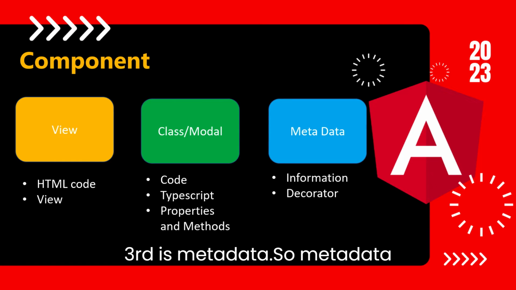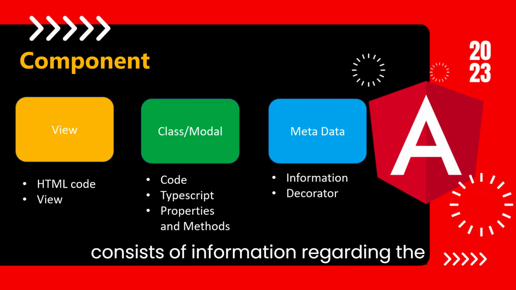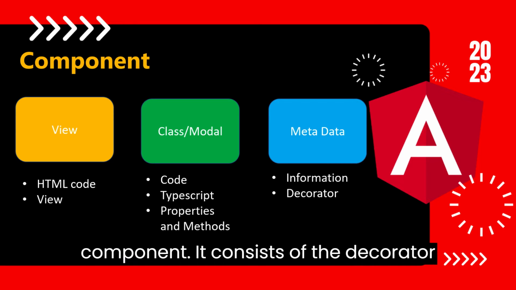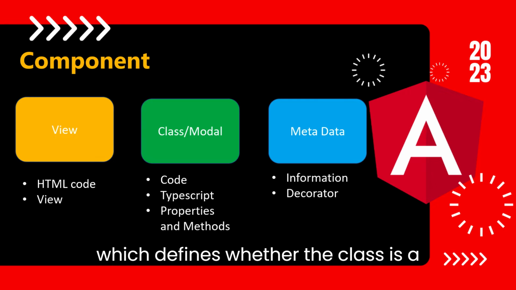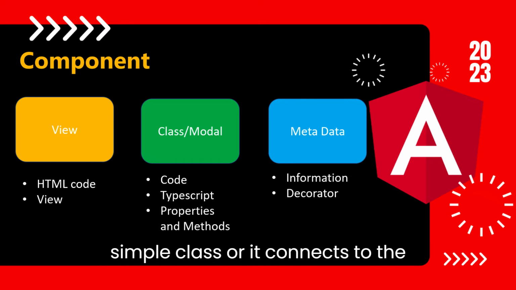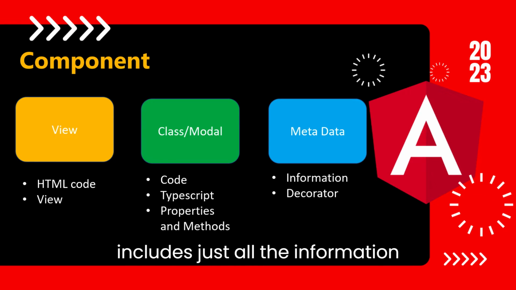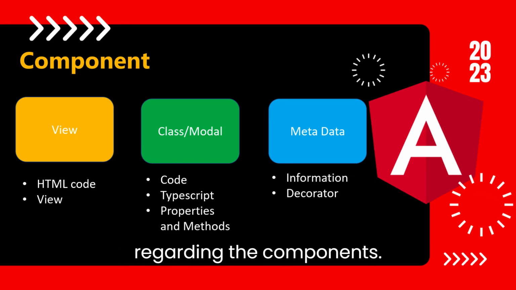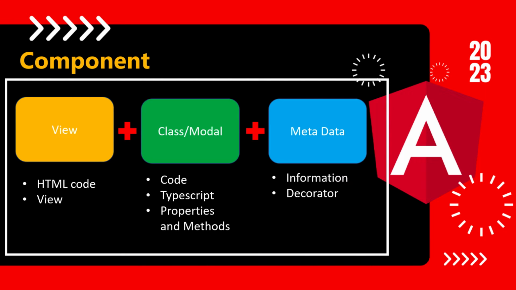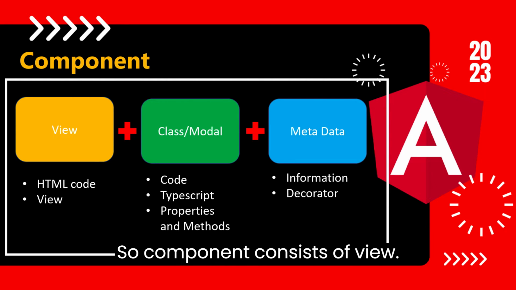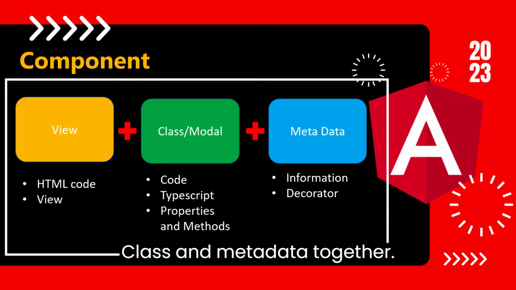Third is metadata. Metadata consists of information regarding the component. It consists of a decorator, which defines whether the class is a simple class or whether it connects to the component and view. So it includes all the information regarding the component. So a component consists of view, class and metadata together.